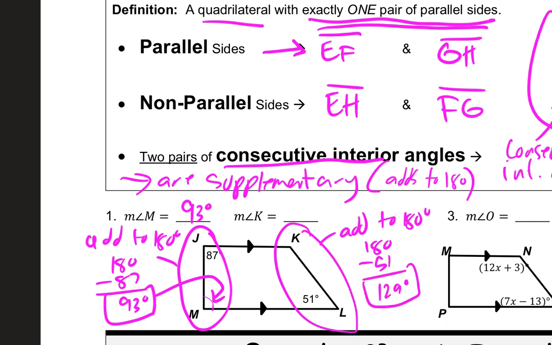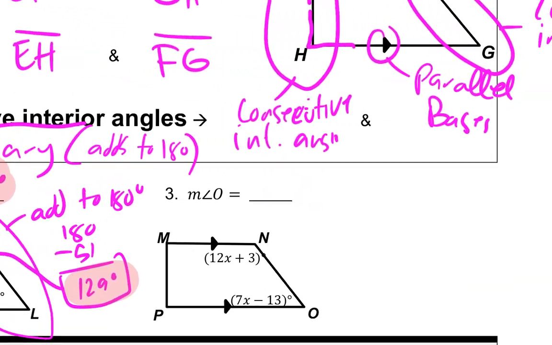Okay, so that would mean that this one right over here is 129 degrees. And so those are our two answers on this one. This is 93 degrees right here, and this is 129 degrees right there. All right, so let's keep it moving. Now, what about this one?